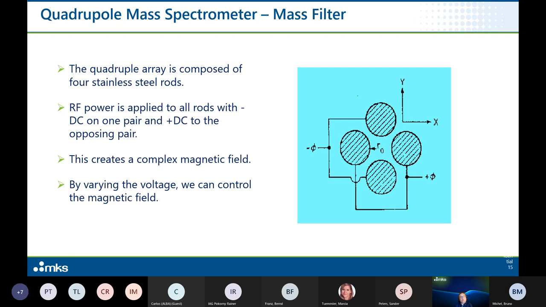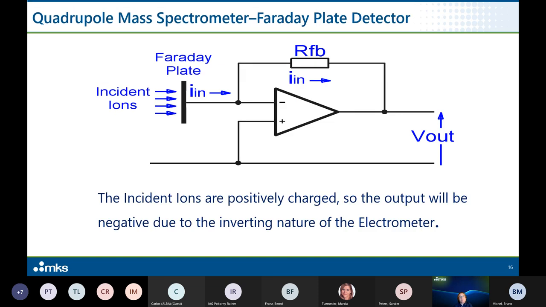And by a relatively quick change of these properties, we are in a position to select the ions on their mass to charge ratio. That can be done relatively quickly, and that gives us the benefit that we can have a good time resolution. Then the ions which are resonant in the current filter conditions will pass the filter and reach the detector. The simplest detector is the Faraday plate.